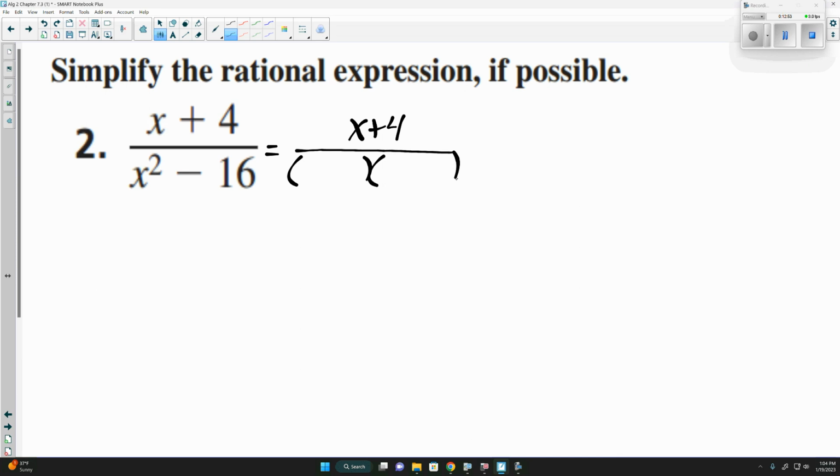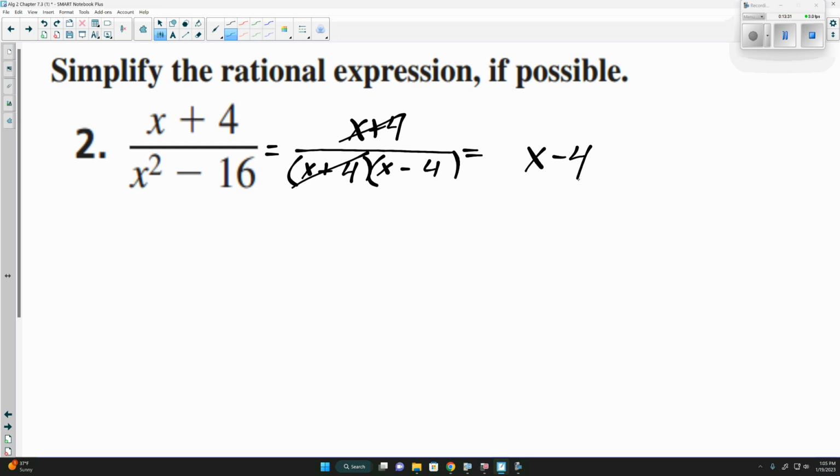Now the denominator is kind of nice. 16 is a perfect square, 4 and 4. X and x, and we have plus and minus. Well, the numerator did kind of give us a hint, x plus 4, because if it does simplify, we need one of them to match it. So these will cancel out, yes? And this is what you got. It's not quite right.